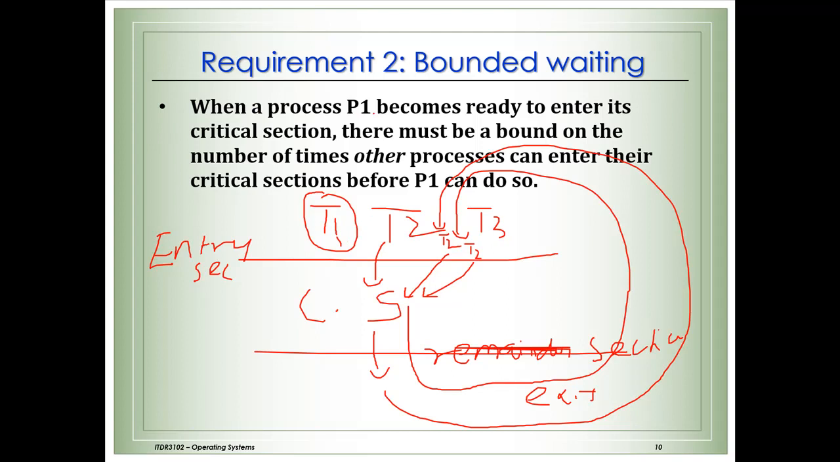So when a process P1, or we can say thread T1, we can use them interchangeably, is ready to go into the critical section, there must be a bound, a limit, on the number of times other threads or processes can enter the critical section before P1. You understand? So all the threads should get fair, equal chances to enter their critical section.